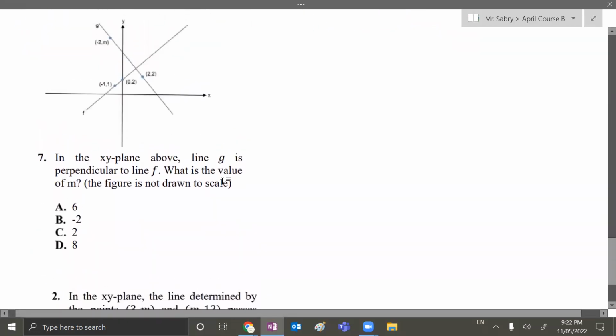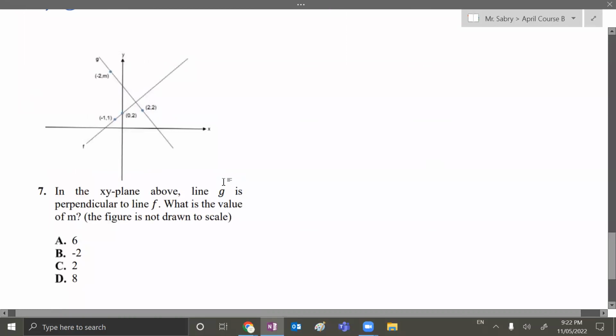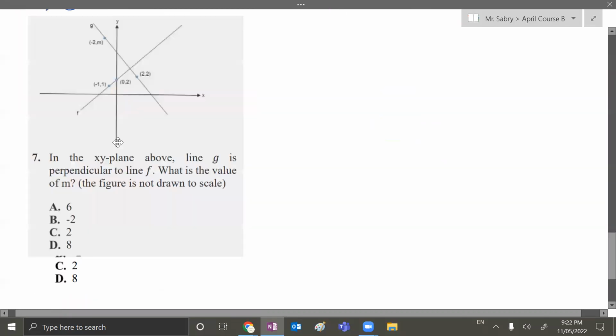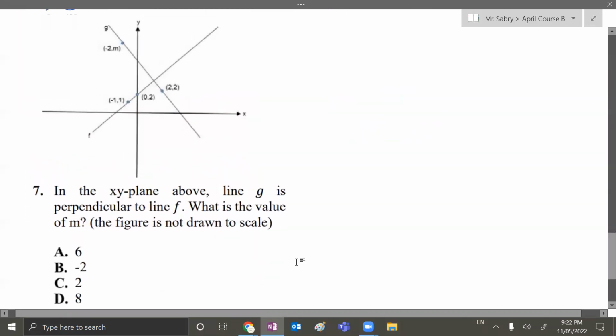Good. Moving on to number 7. I know the graph is a bit blurry, but once you zoom in, the points are a bit clearer. This point right there is -2 and m, while this point right here is -1 and 1. This point right there is 0 and 2, and this point is 2 and 2.